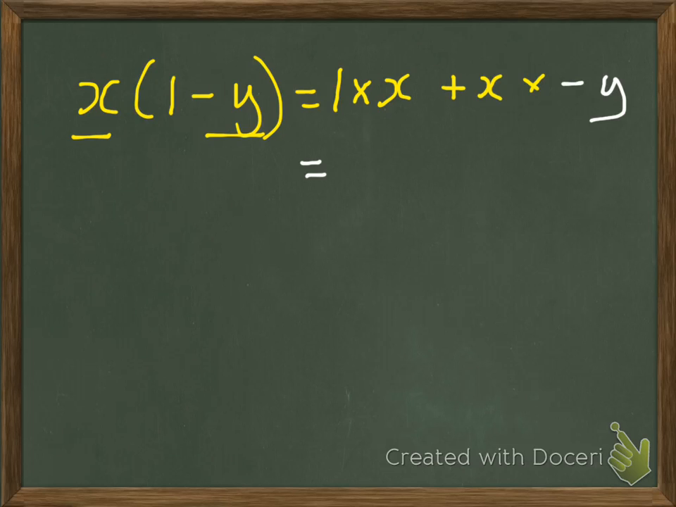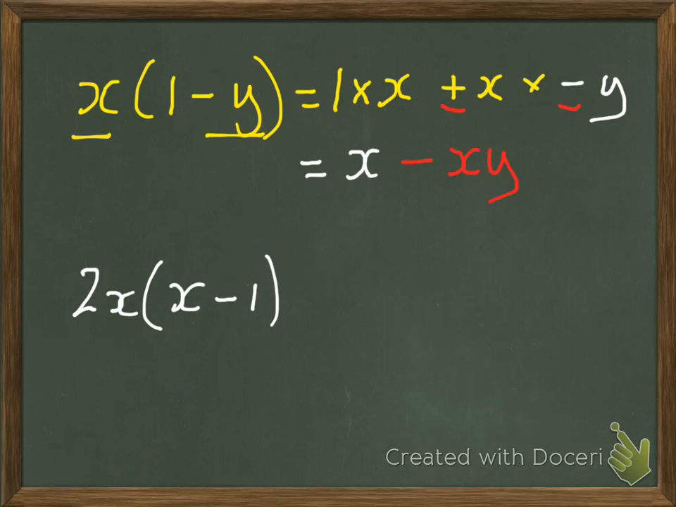So 1 times x is x, and then we've got, and again we need to be really careful here, a plus and a minus. Plus multiplied by a minus is a minus, and x times y is xy. It's x times y, and that's the shorthand way of writing it. Bit of a tricky one there, but it's all about the principles.